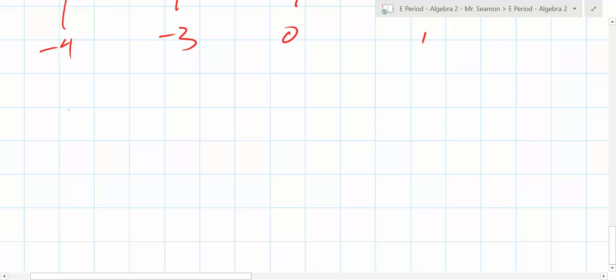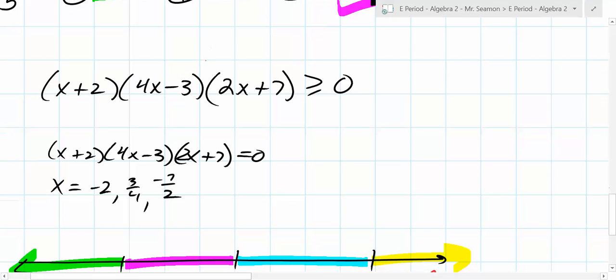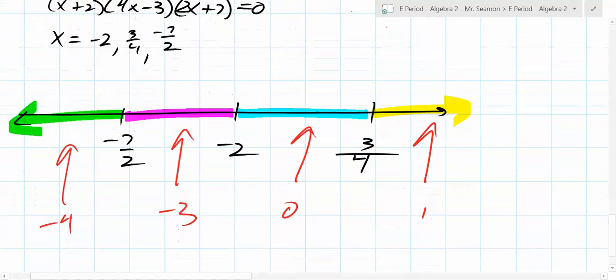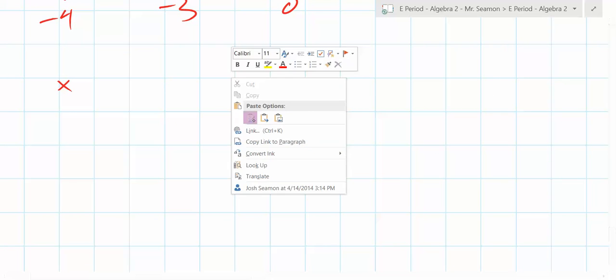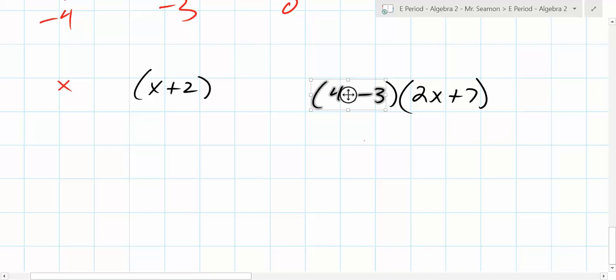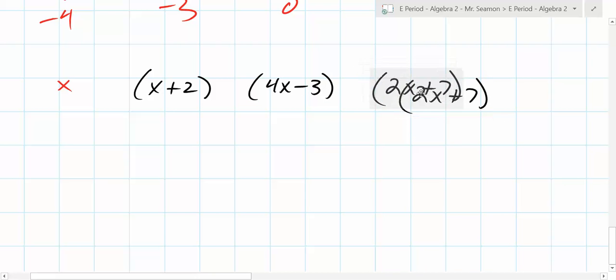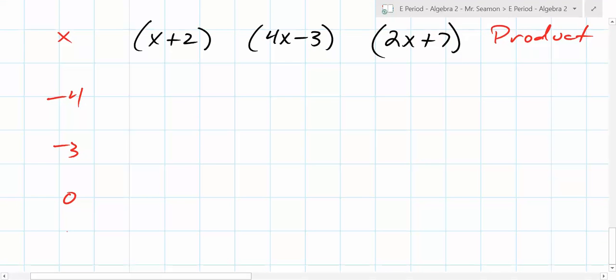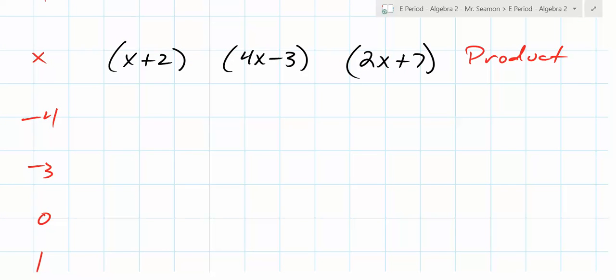So you can put them in order if you want. It doesn't really matter. But so you have your x value. And what was the factored form here? You have these 3 things, right? That's the factored form. Remember the chart we made? Is that helpful to use in this case? Yeah, it really is. So what do you have now? You take the x plus 2. That's one of them. You take your 4x minus 3. That's your next one. And then your 2x plus 7. Then what do you put last? Product. So what are the x values? -4, -3, 0, and 1.